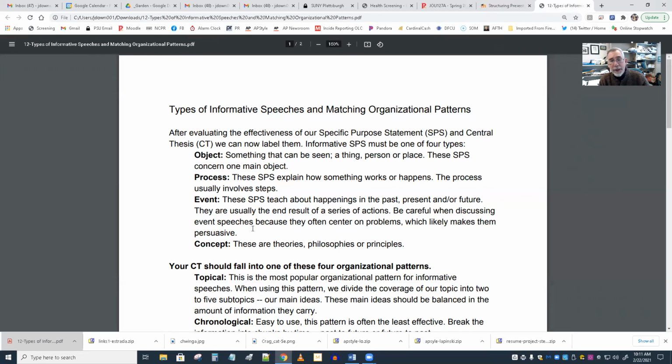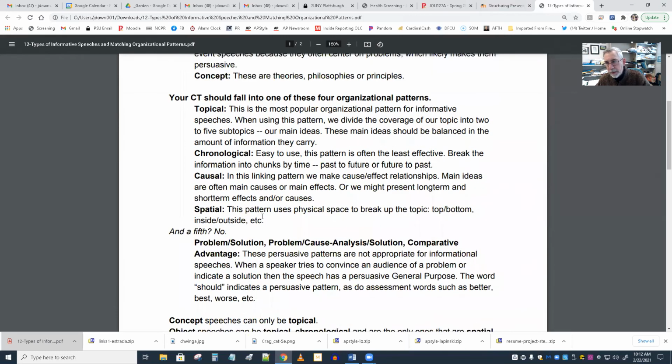So we can get confused between events and processes. Processes have steps where we build something, for instance. An event might be the culmination of a series of things, like the causes that led to a battle, or the formation of an organization. The formation of the organization is the event, which had things that led up to it. And so it had a past, a present, and a future. So we have to be careful when discussing event speeches, because they could very well tend toward problems. And if we get down to problem solution, that is persuasive.